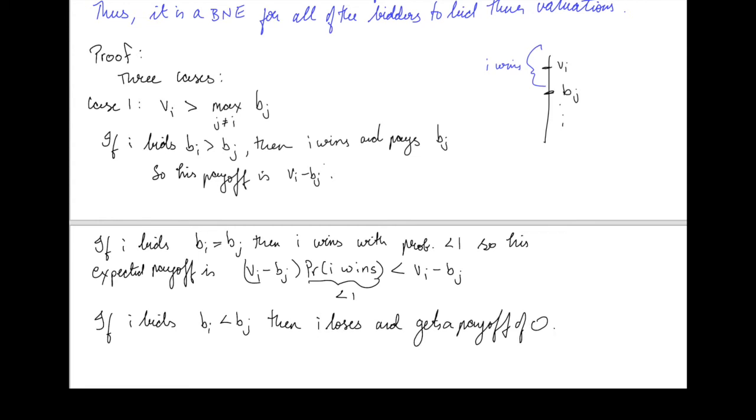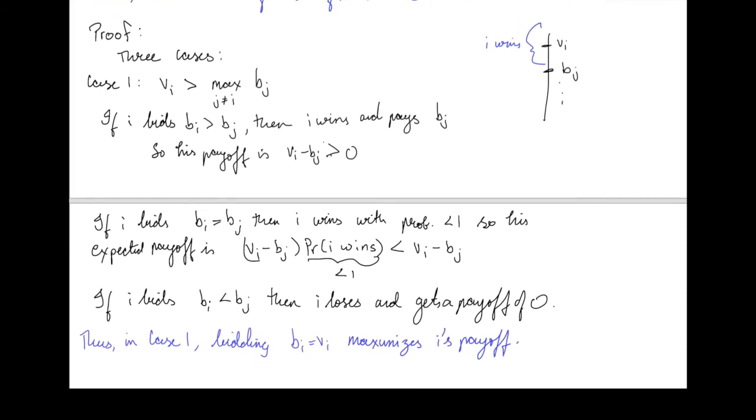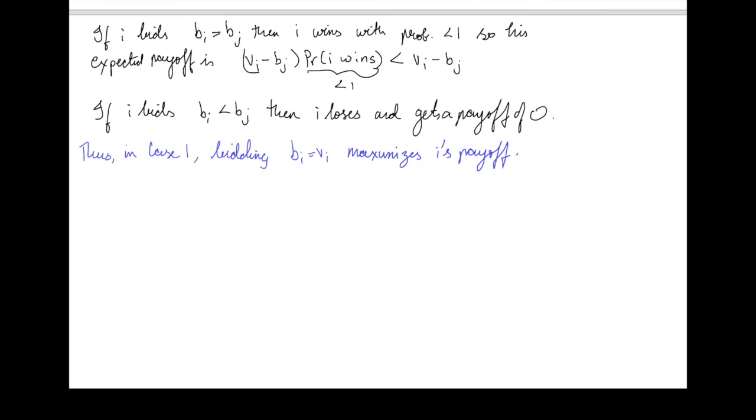Let's remind ourselves that in this case, vi is strictly higher than bj, so this is a positive number. So in case 1, i cannot do better than bidding vi. Bidding something other than vi, higher than bj, you'll do just as well as vi, but you can't do better. So the highest utility that you can get is vi minus bj, and bidding your valuation gets you that. So in case 1, bidding bi equals vi maximizes i's payoff.